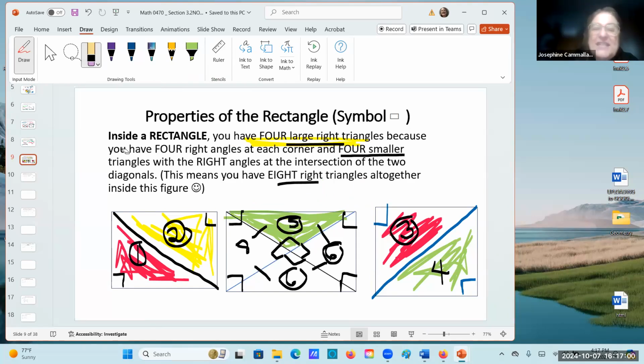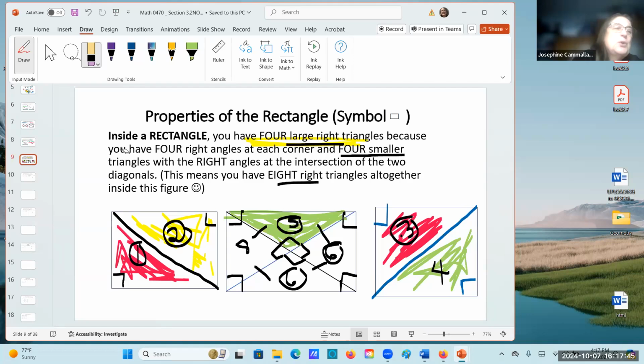Now, 5, 6, 7, and 8 can be definitely isosceles right triangles. Okay. Because the base angles have got to be the same. Plus the diagonals bisect each other, which means triangles 1, 2, 3, and 4 are isosceles right triangles. Lots of triangles everywhere. But the fact is, they're right. A squared plus B squared equals C squared.